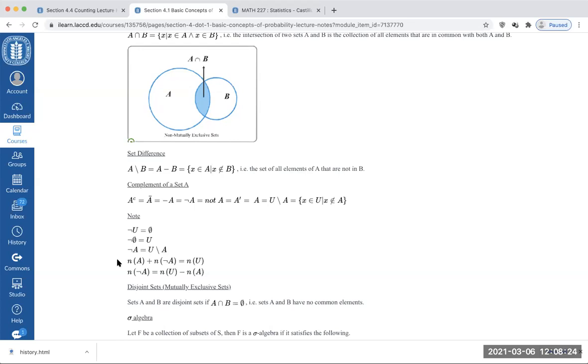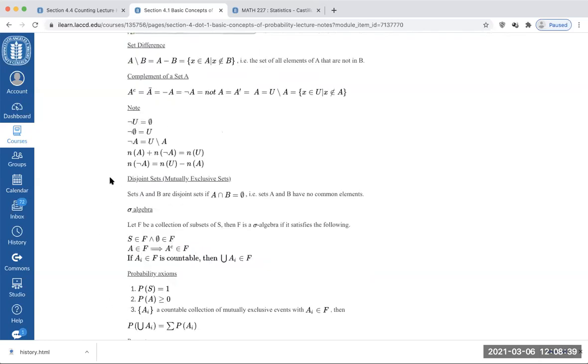Disjoint sets. Sets A and B are disjoint if A intersect B is the empty set. They have no elements in common. When we're talking about events in the next few minutes, then we'll usually call disjoint sets mutually exclusive events. Sometimes we call these mutually exclusive sets, but usually we'll call them disjoint sets.